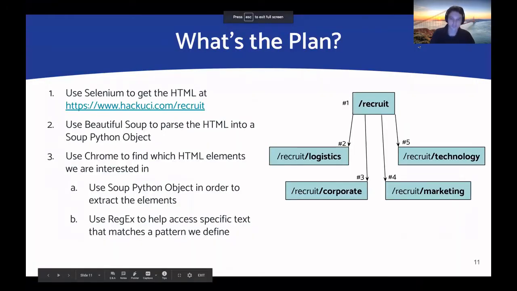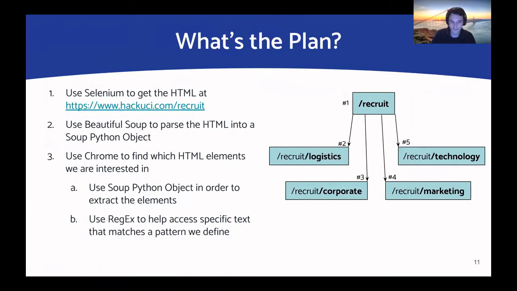All right, so what's the plan? How are we going to actually scrape the information? We're going to use Selenium to get the HTML at that URL. And then we're going to use Beautiful Soup to convert the HTML that we get into a soup Python object, which allows us to filter through and find the elements that we want.